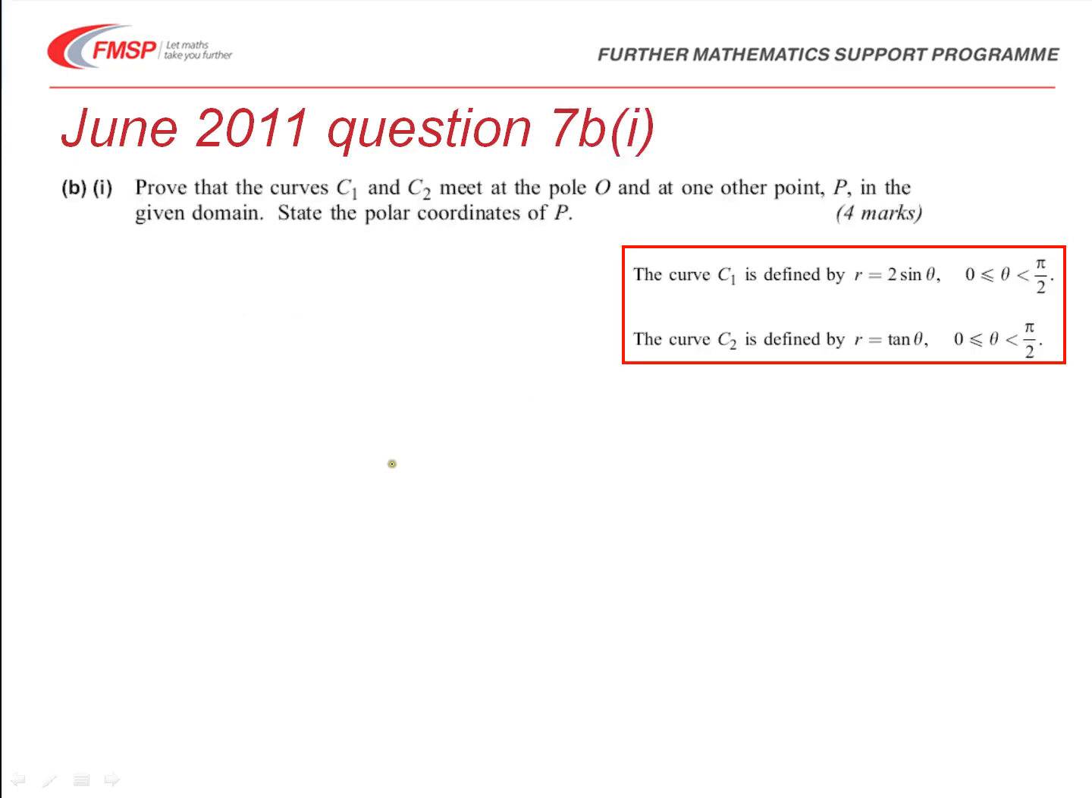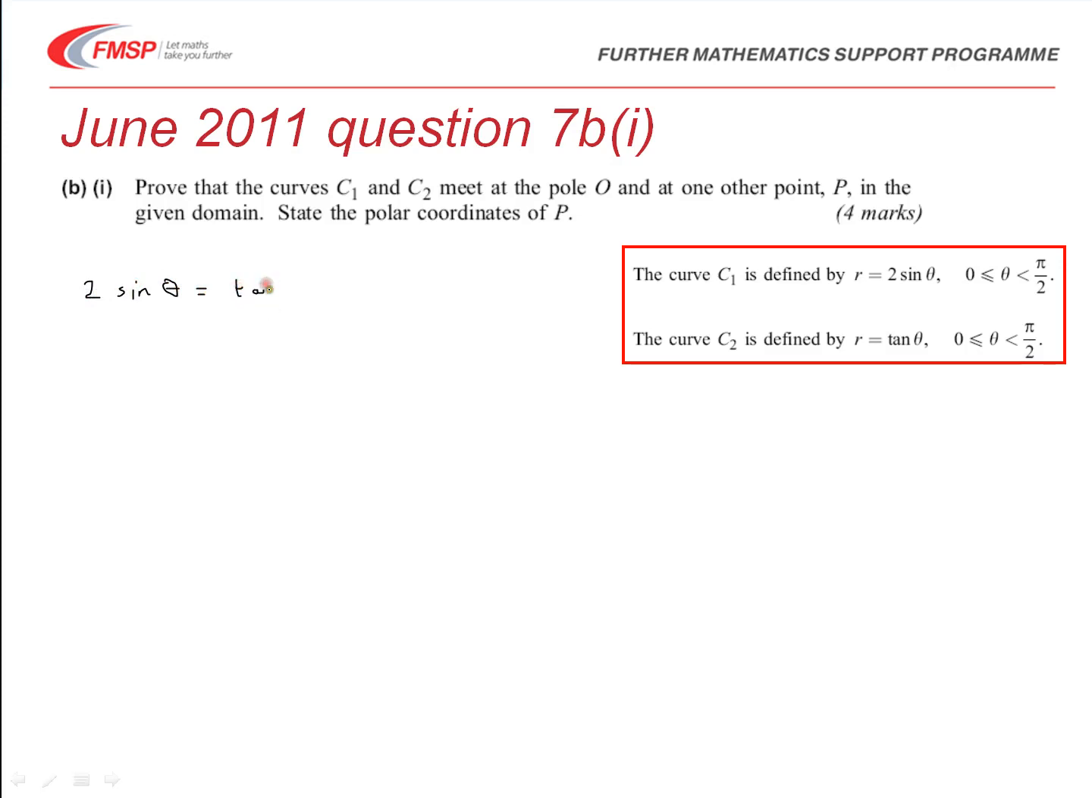Okay, on to part 2. We're trying to find the points at which the two curves meet. So we've got r equals 2 sine theta and r equals tan theta. So we're going to solve those simultaneously so we can put them equal to each other. So immediately we can write down the fact that 2 sine theta will be equal to tan theta.